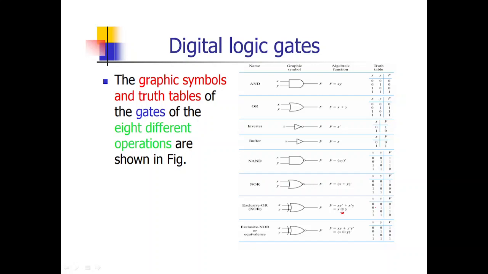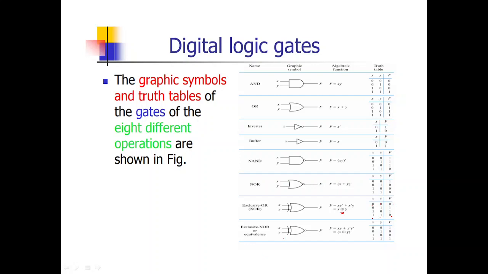if the inputs are the same, the output is 0. See here, 0 0, the output is 0. 1 1, the output is 0. Whereas if the inputs are different, the output is 1. So for the XOR gate, if the inputs are the same, the output is 0, and if the inputs are different, the output is 1.